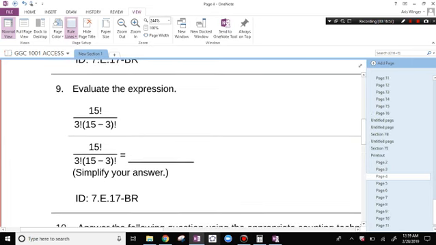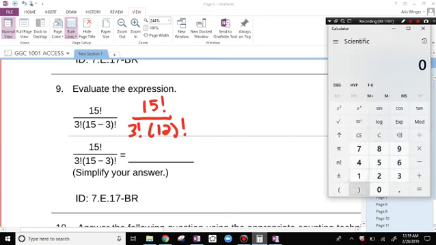Same thing here. This is just 15 factorial over 3 factorial, and then 15 minus 3 is 12 factorial. Calculator. 15 factorial, it's a huge number, divided by 12 factorial equals that, and then I need to divide by 3 factorial. It's 455.